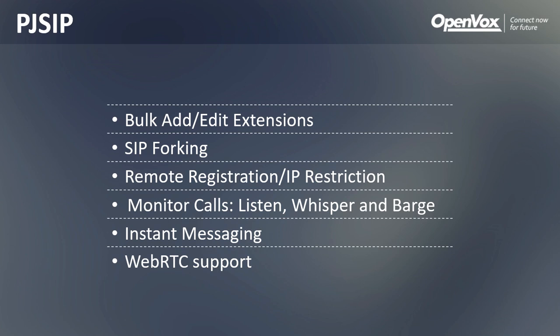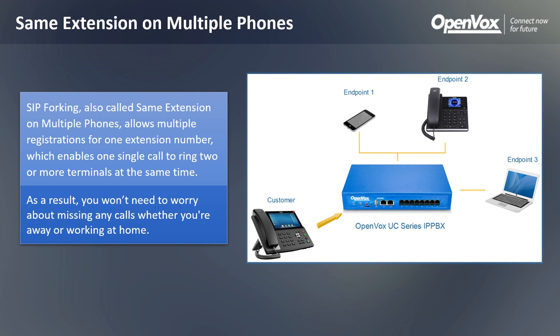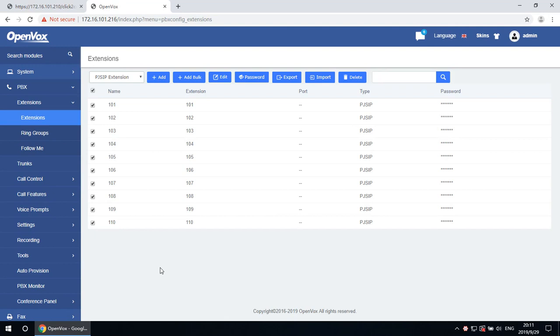SIP forking feature allows multiple endpoints to register to the same extension number. As a result, you won't need to worry about missing any calls whether you are away or working at home. And then our colleague from the technical support department will show the function to you. Okay, next I will show the function to you.